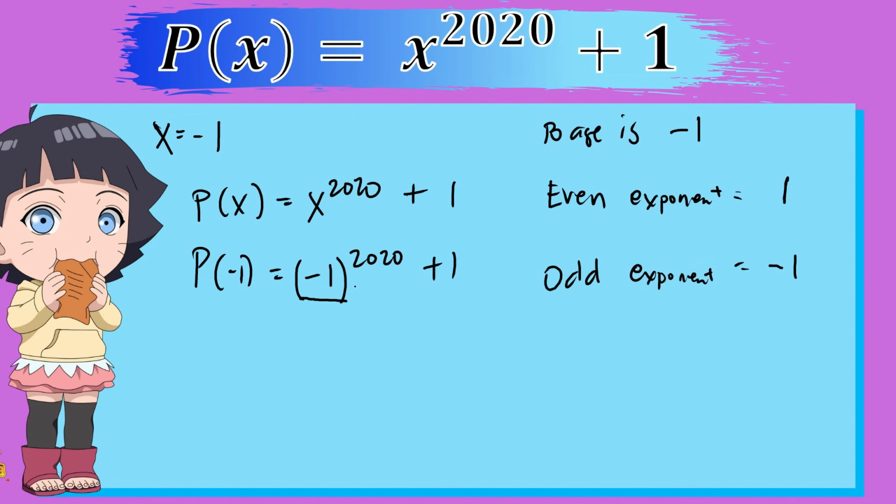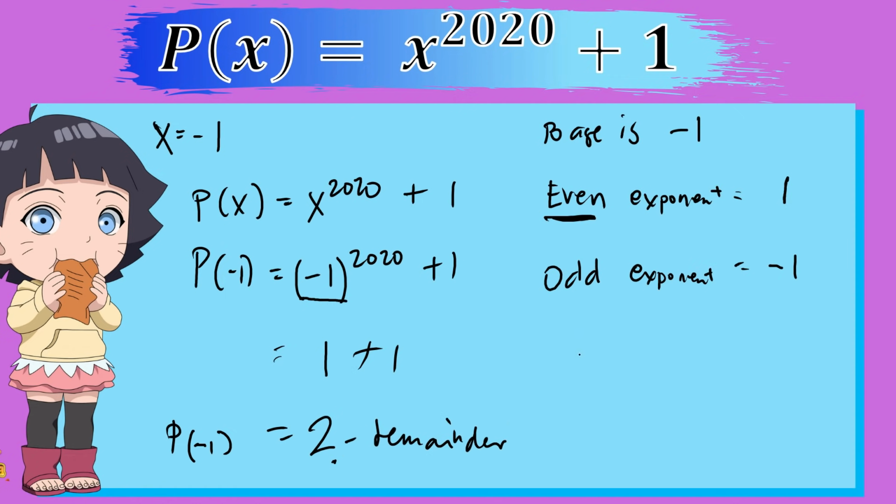Tingnan natin dito, si negative 1 ang base. Ang exponent ay 2020. Ang 2020 ba ay anong number? Odd or even? Since it is an even number, so that means si negative 1 raised to 2020 ay equal saan? Equal sa positive 1. Then, add na lang natin yung isa, plus 1, so equals 2. So we have the value of the function when x is equal to negative 1 is equal to positive 2. So therefore, it is the remainder.